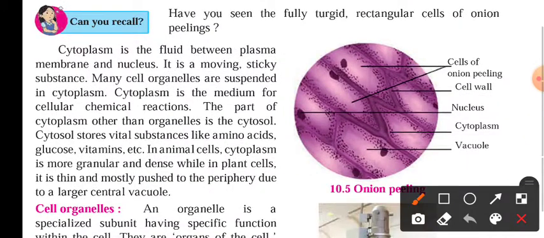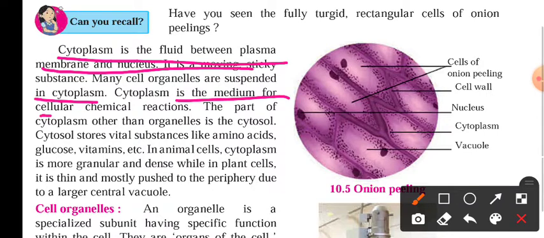Further is the cytoplasm. Cytoplasm is a fluid between the plasma membrane and the nucleus. It is a moving, sticky substance. Many cell organelles are suspended in this cytoplasm. Cytoplasm is the medium for cellular chemical reactions. Whatever chemical reactions take place inside the cell happen in the cytoplasm.